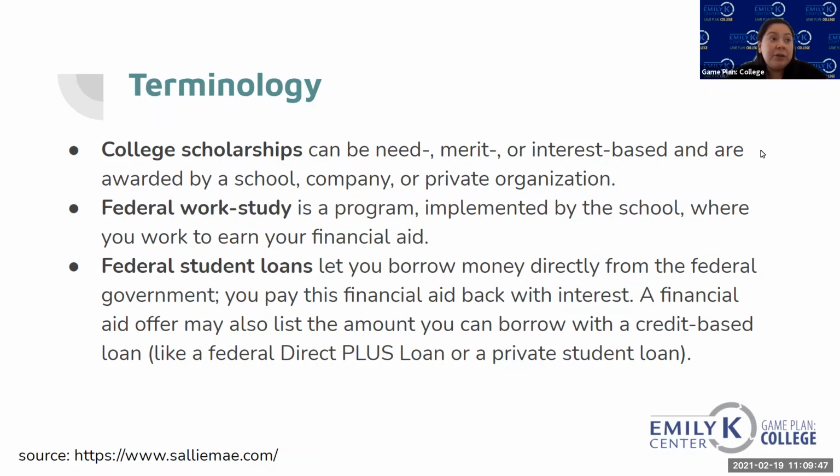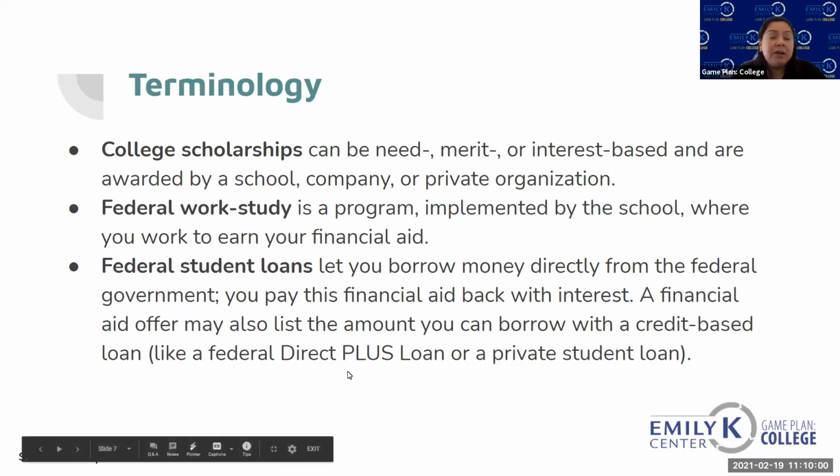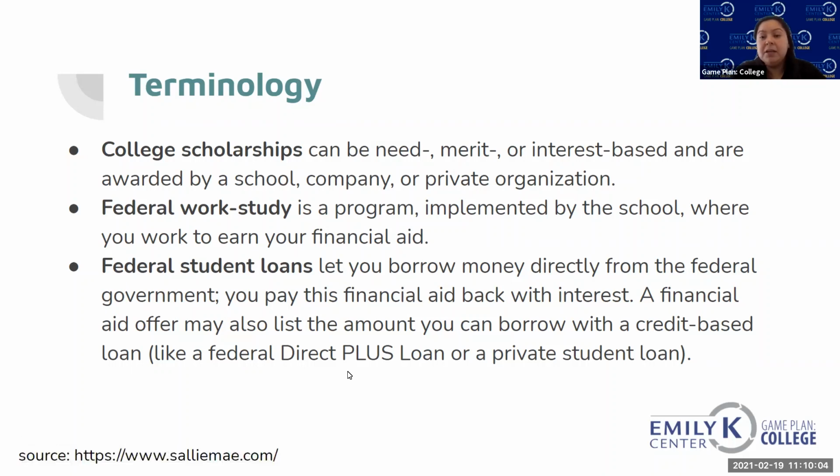They will list the amount that you will be borrowing, and a financial aid loan can also be for a parent. So those are called Direct Parent PLUS loans. They will be included in the package that are going towards your parent. So there are differences in loan types, and we will be going over that as well.